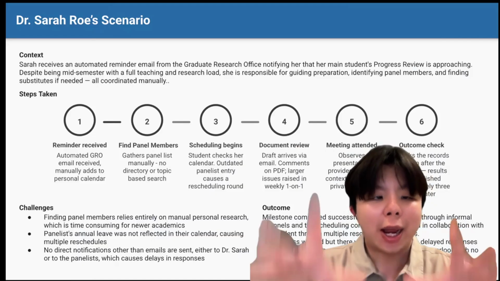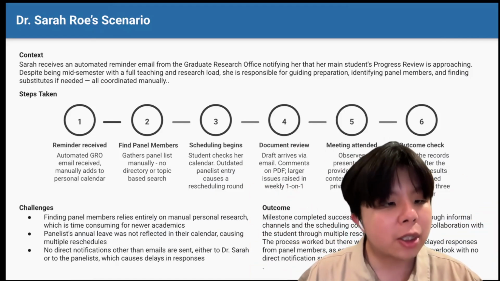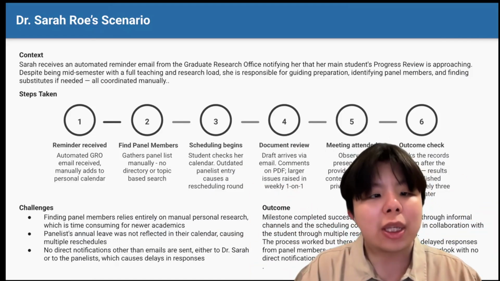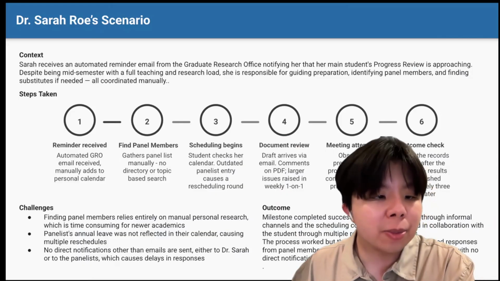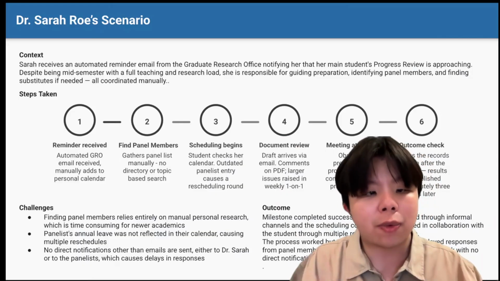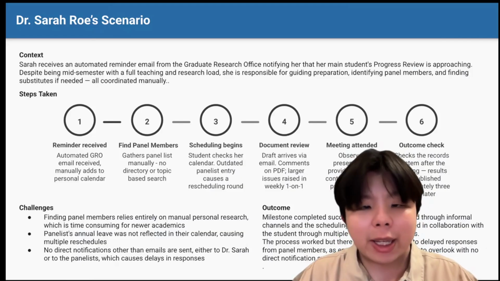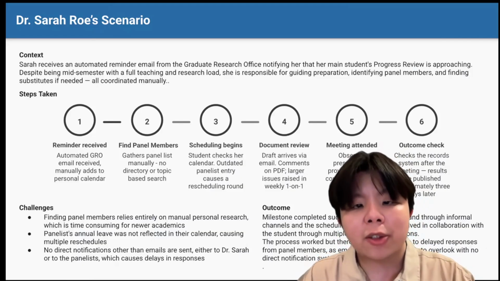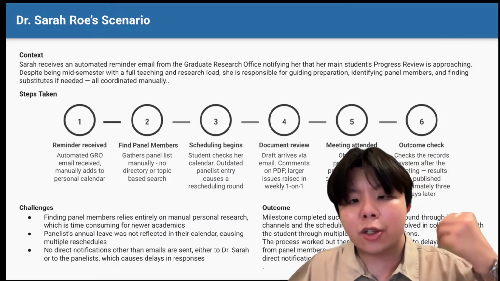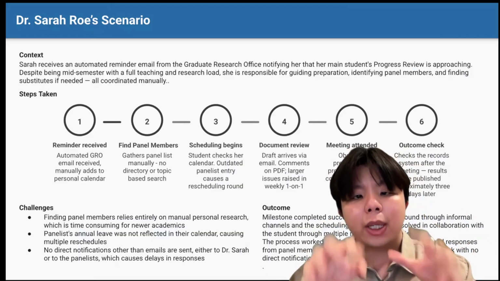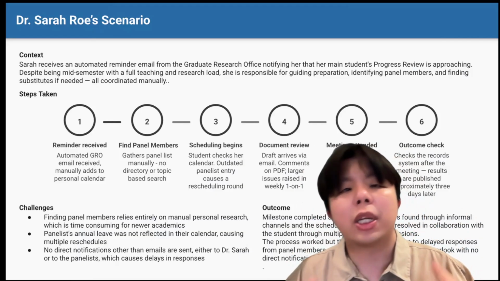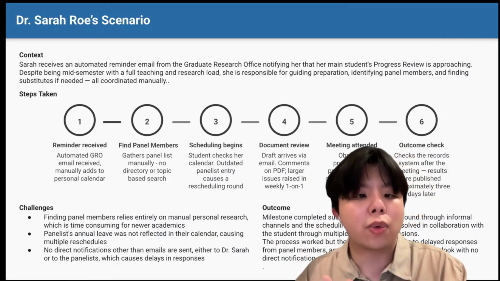So the challenge is that everything is basically done manually. Panel members need to be found manually. Annual leaves are not reflected. That's the case most of the time, and there are no direct notifications, and of course, there are late responses. And the outcome is that, well, the milestone was completed successfully. A panel was found, the scheduling conflicts were resolved. However, there were setbacks due to delayed responses, and email reminders are also easy to overlook with no direct notifications in place.